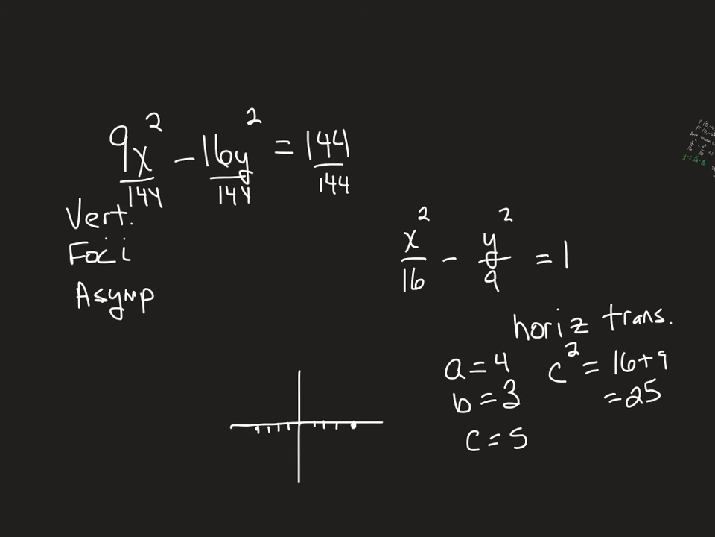So we can go ahead and say what our vertices are. They are (-4, 0) and (4, 0). Whenever you're graphing, you need to show your vertices, and you need to show your foci. Our foci are going to be (-5, 0) and (5, 0).